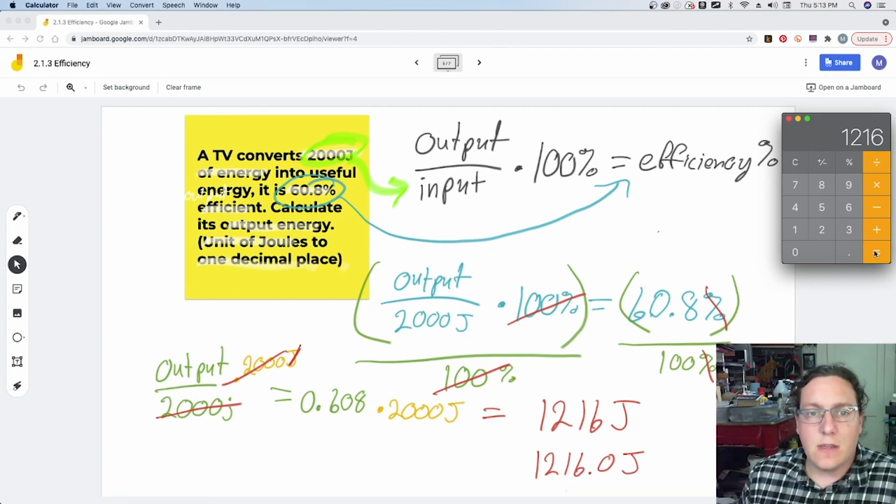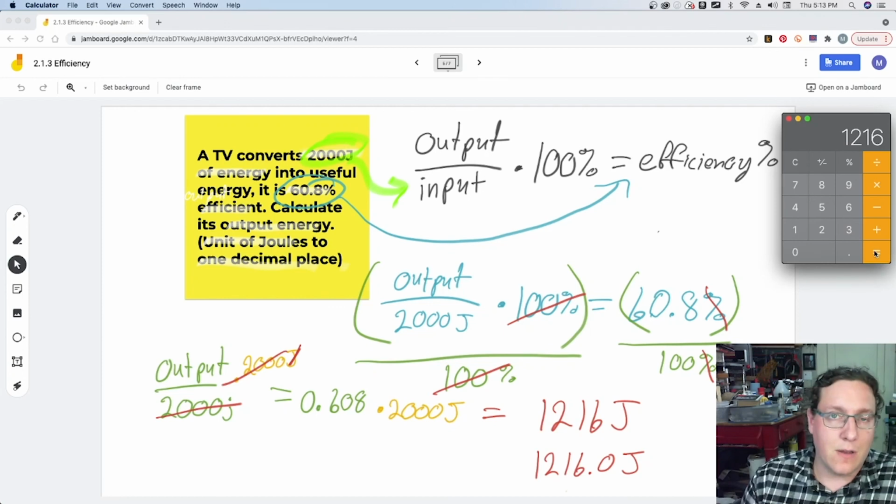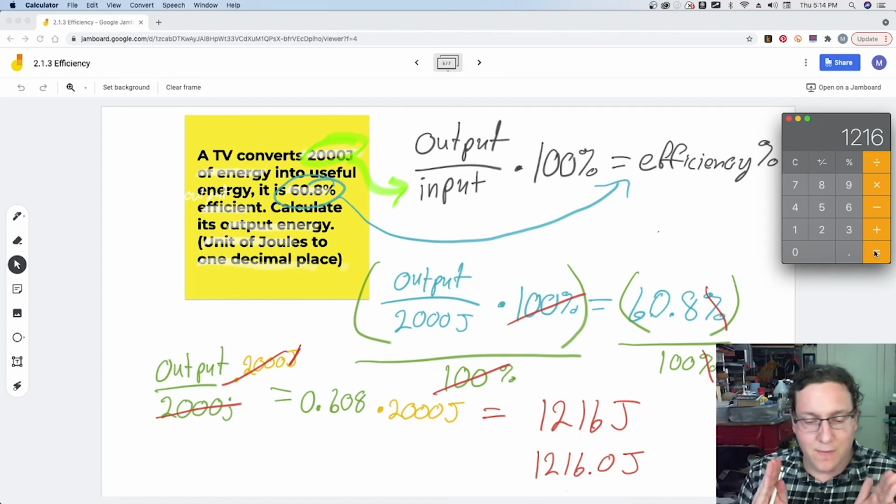So hopefully this helped you kind of remember the ways that we can rearrange our equations when we have a known value on one side but missing information on the other.